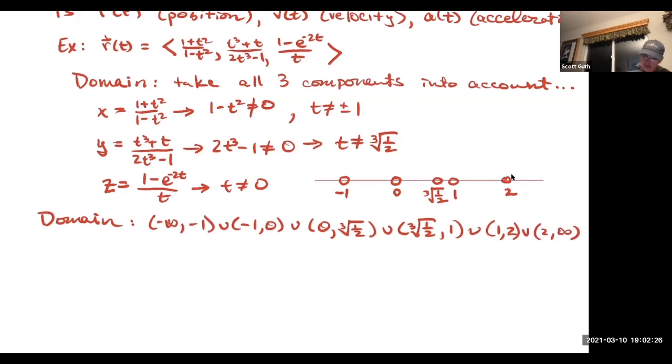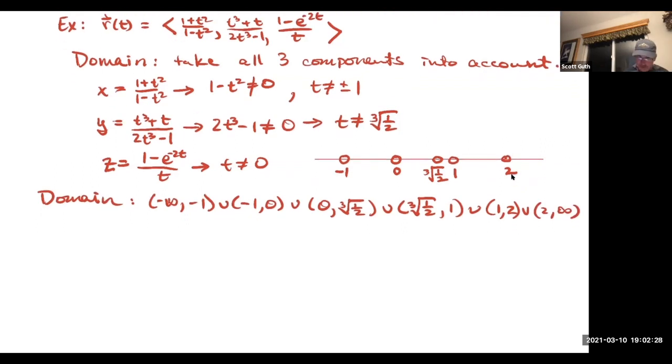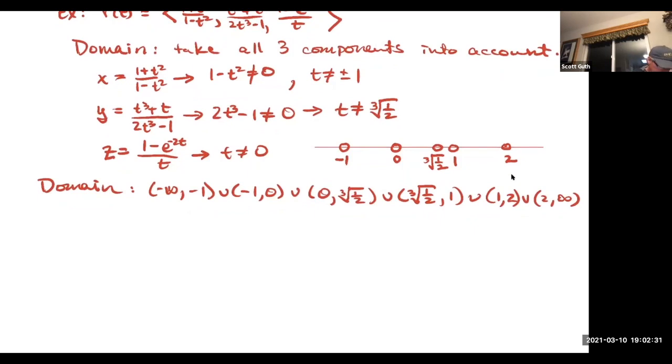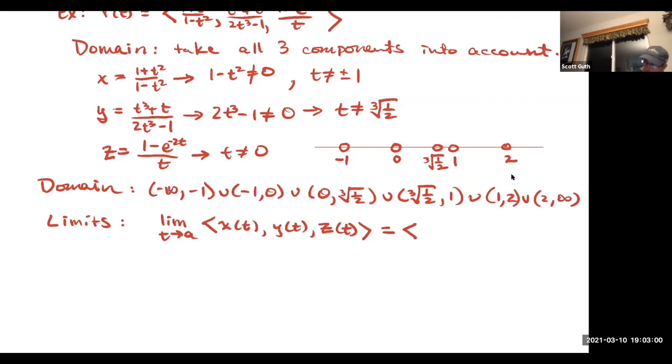Okay. So there are domain questions on here. I guess there is a little calculus here because we have limits. Okay, so limits. If I take the limit as t goes to a of the vector function, let's just say x of t, y of t, and z of t, this is just defined component-wise. So you just do the limit on each component.